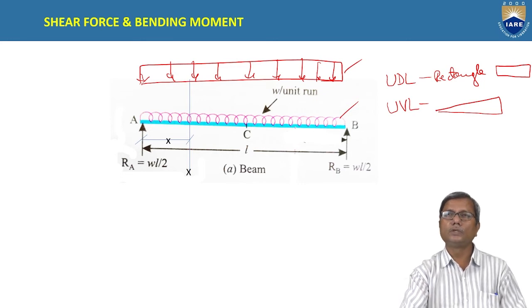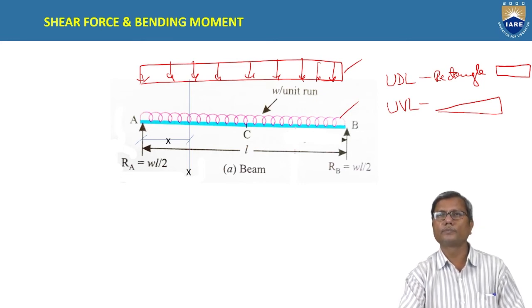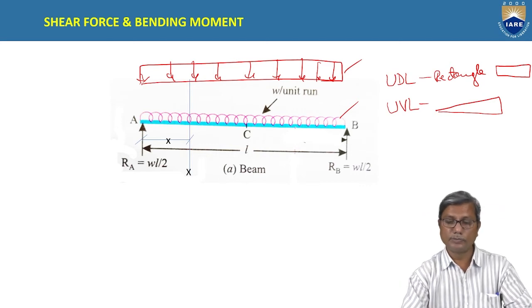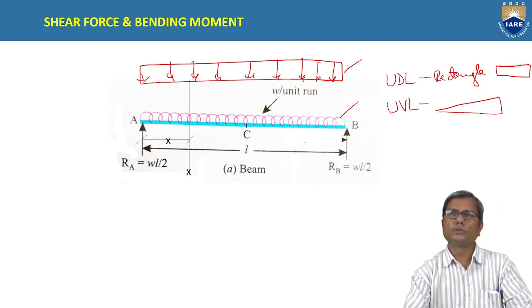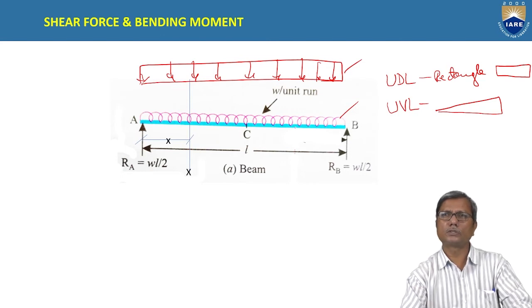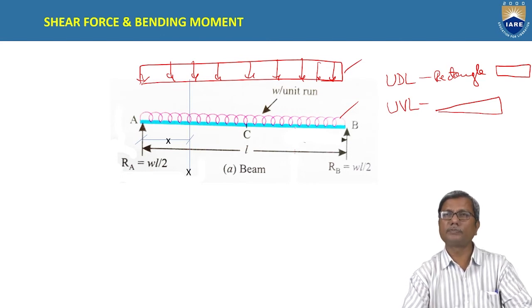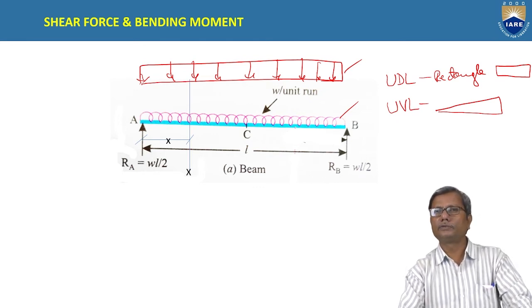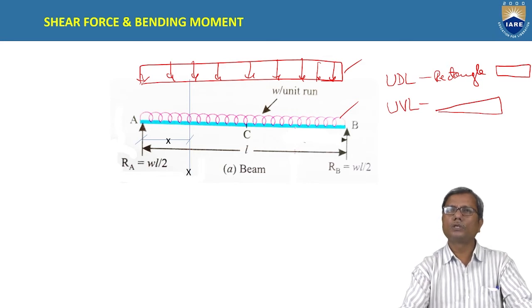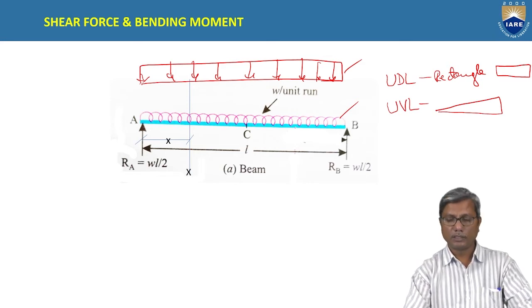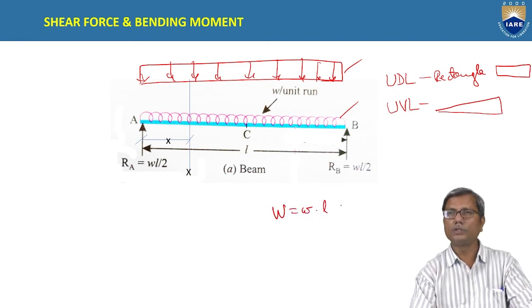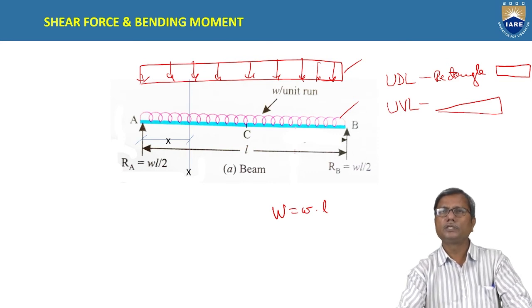So here the intensity of loading is given as W per unit length. Here the length of beam is L. So for unit length it is W. So for total length L, the total load is obtained by multiplying the intensity with the length of UDL. So total load in case of UDL is given as intensity multiplied by the length of loading, not the length of beam. It is the length of loading.